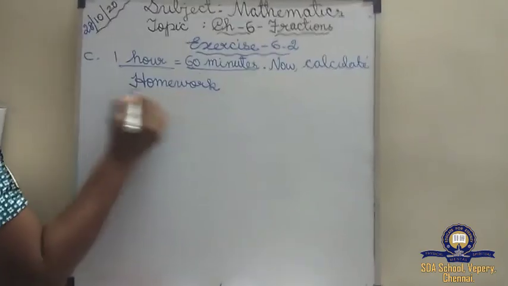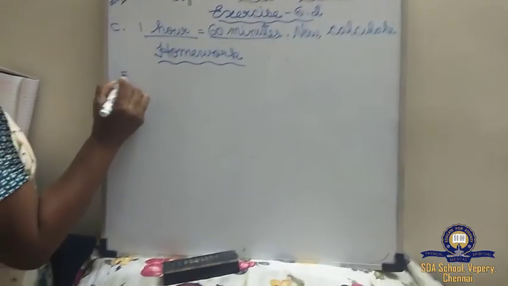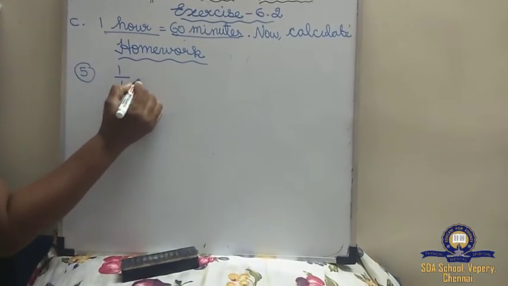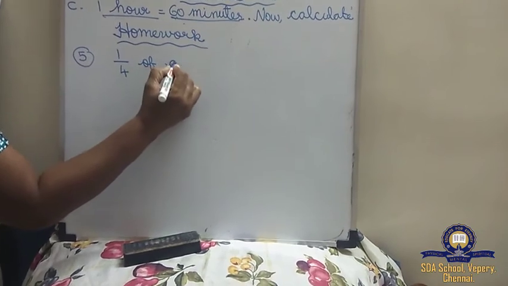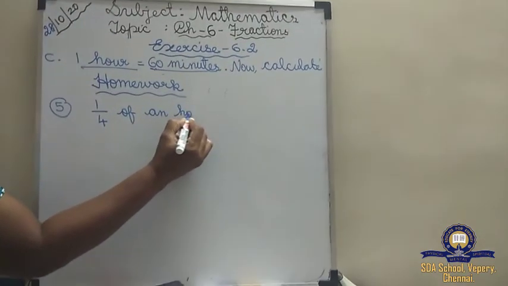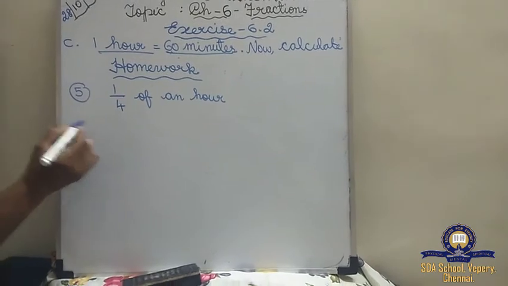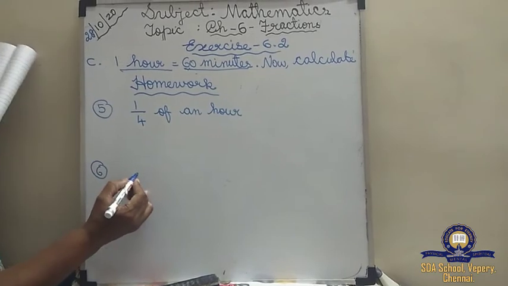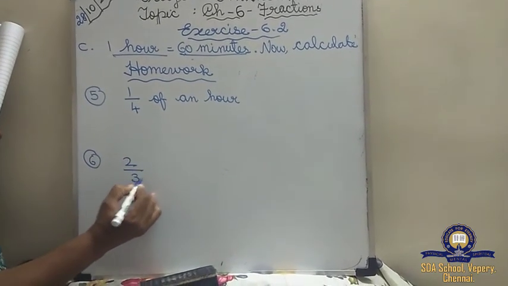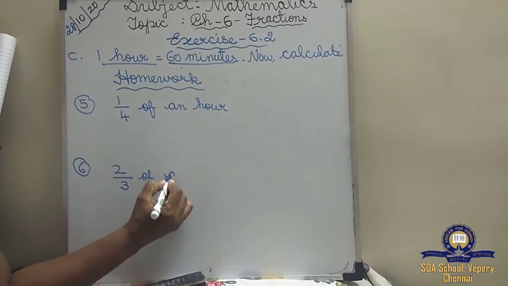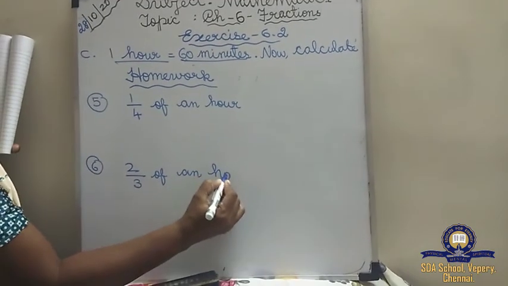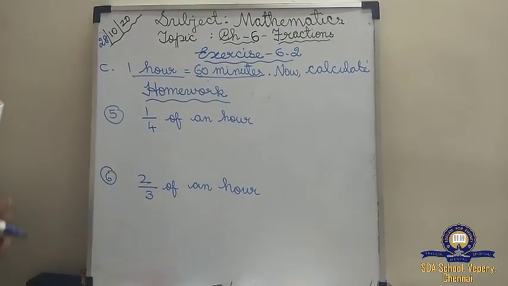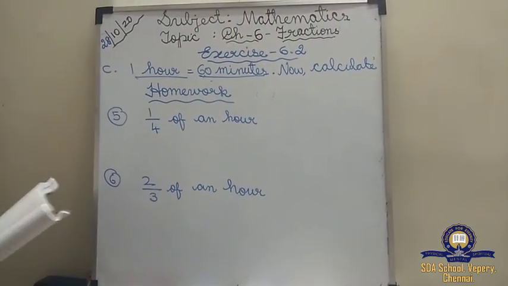Homework. 5: 1 by 4 of an hour. And the 6th one: 2 by 3 of an hour. See, I have given 2 sums. Okay, children, will you do it, children? Will you do it? Okay.